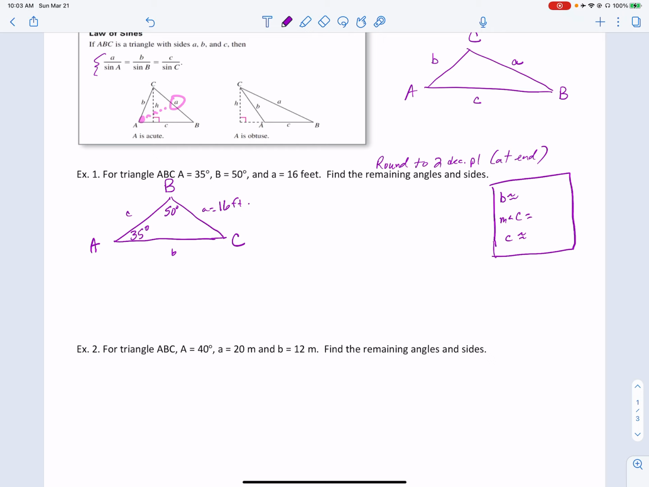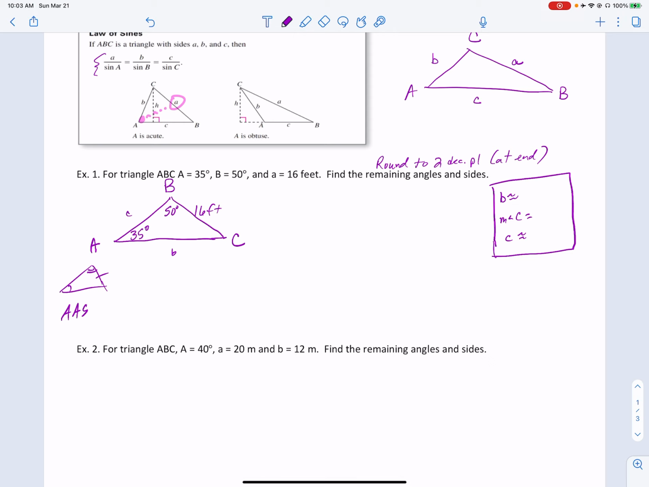So right here, the way this is set up, I know this angle, I know this angle, and I know this side. So this is an angle, angle, side setup. And so we will be using law of sines. And what you want to do is, let me get rid of the A right there. I'm just going to write 16 feet.